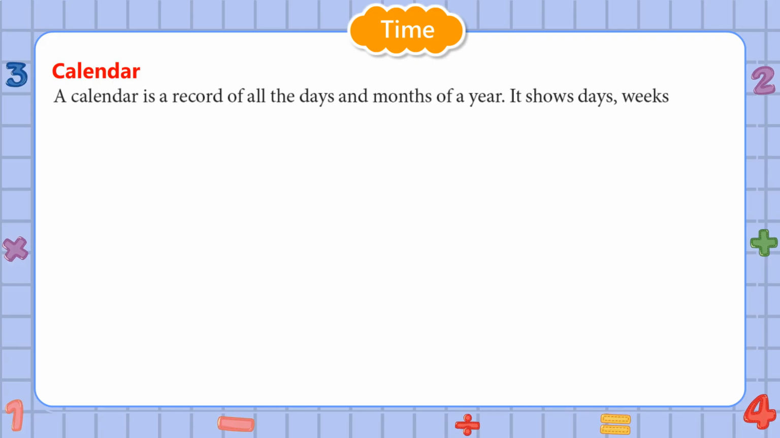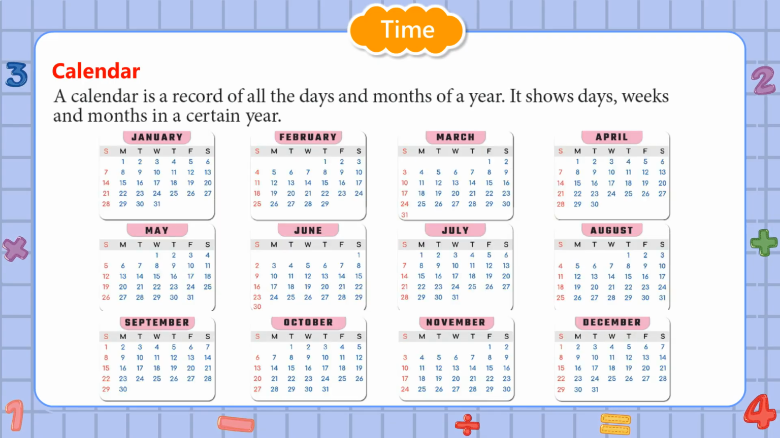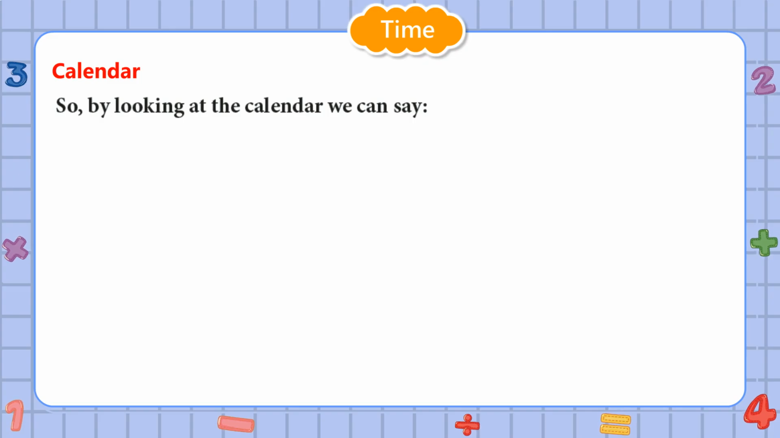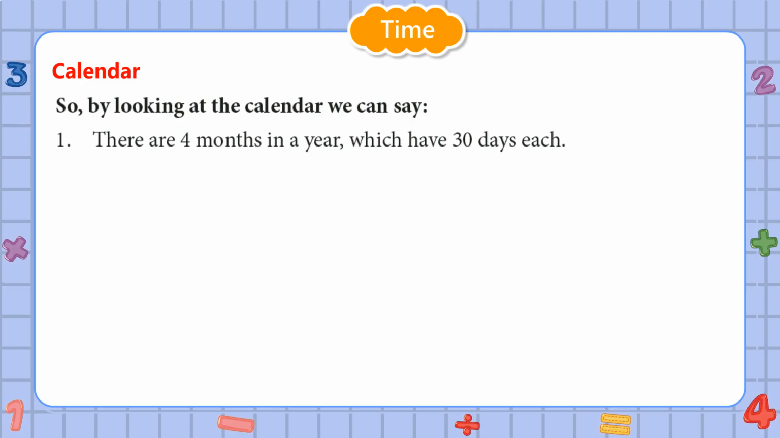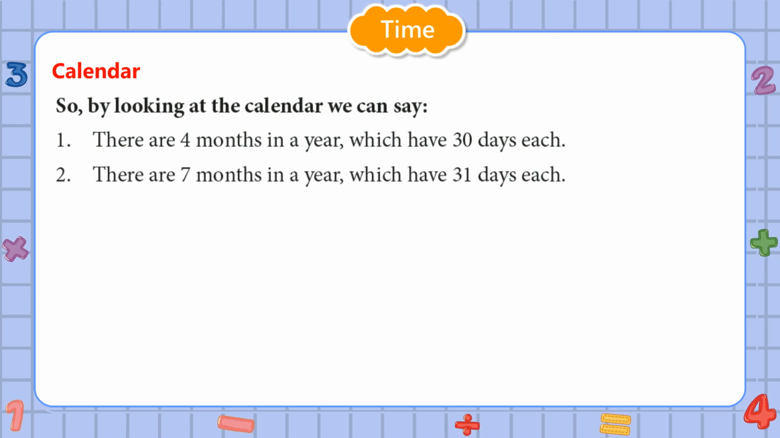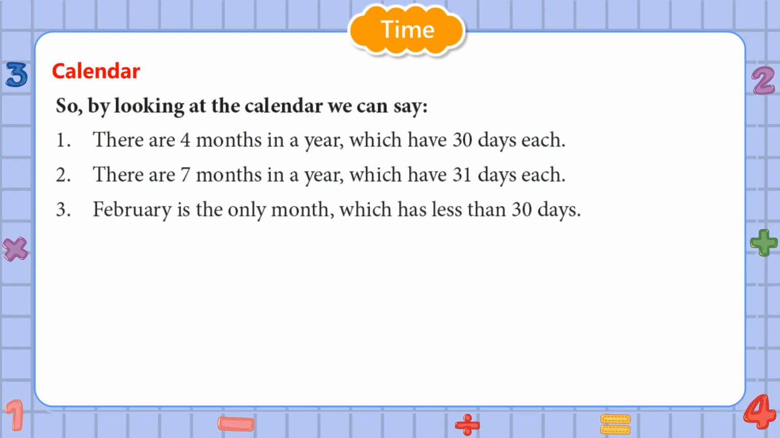Calendar. A calendar is a record of all the days and months of a year. It shows days, weeks, and months in a certain year. Look at the given calendar. So, by looking at the calendar, we can say there are 4 months in a year, which have 30 days each. There are 7 months in a year, which have 31 days each. February is the only month which has less than 30 days.